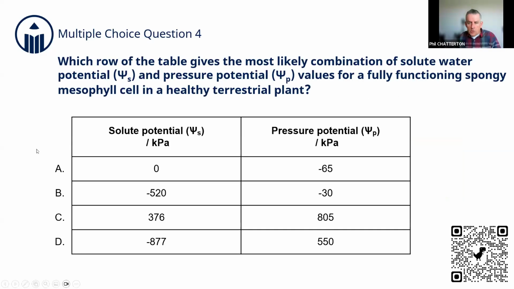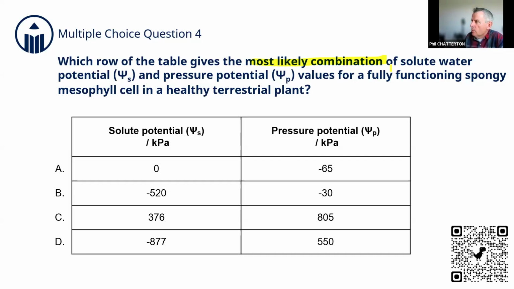Okay, here's another multi-choice question, number 4. Which row of the table, so this is just a case of ABCD, gives the most likely combination? You're having to use a bit of common sense here, because we don't necessarily know what the water potential values are in a system, do we?